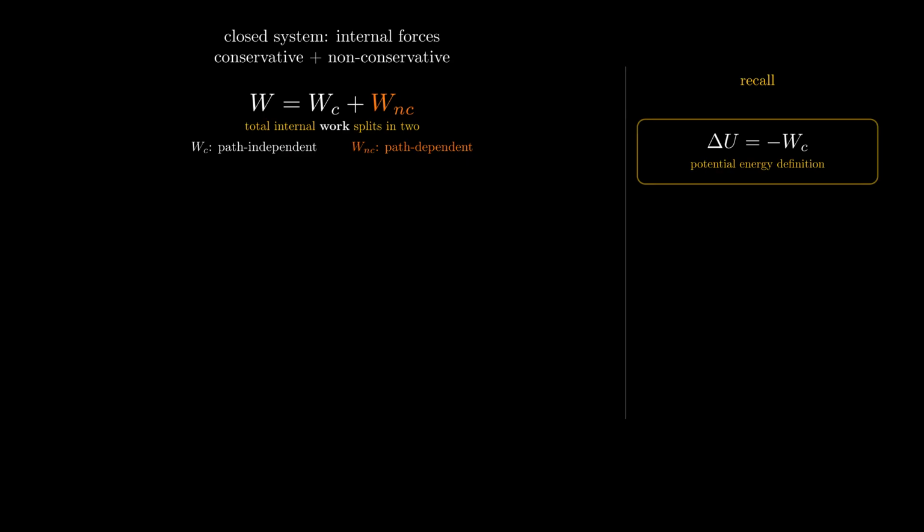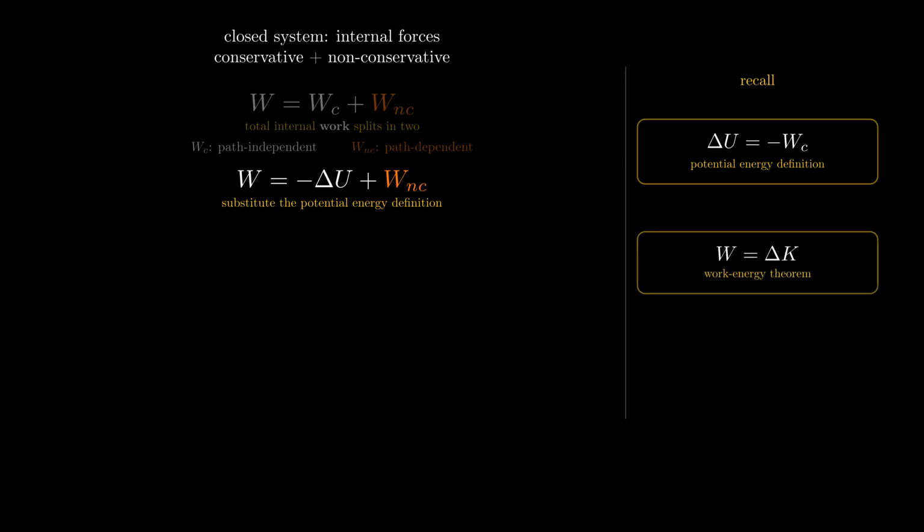The total work done by the internal forces splits into two pieces, the conservative work plus the non-conservative work. The conservative piece is path independent, the non-conservative piece is path dependent, and the conservative piece is the part potential energy already tracks. The change in potential energy is defined as minus the conservative work. Substituting turns the total work into minus delta U plus the non-conservative work.